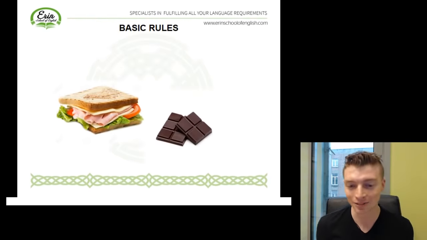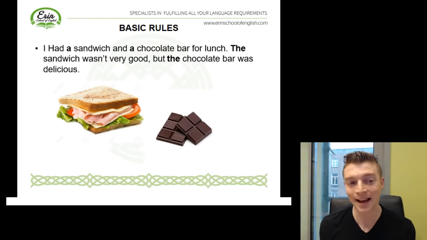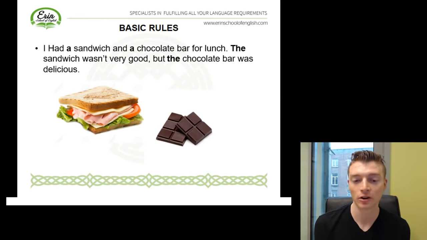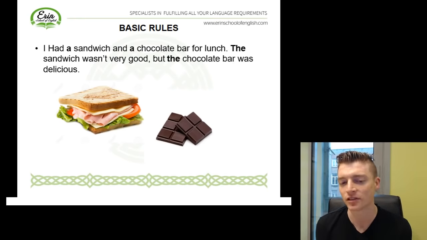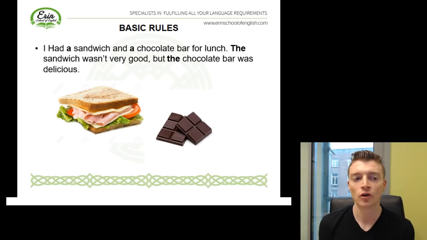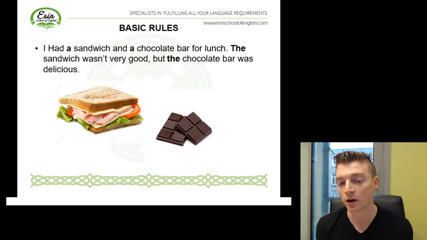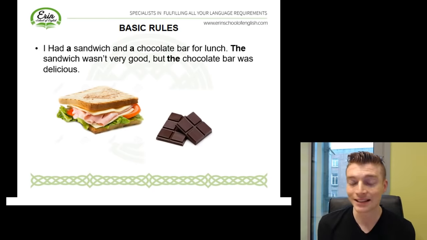So, have a look. What do you see? We've got a sandwich and it looks like a chocolate bar. Now, I had a sandwich and a chocolate bar for lunch. So in the first sentence here, we can see we're using the indefinite article. A sandwich, a chocolate bar. However, in the next sentence, the sandwich wasn't very good, but the chocolate bar was delicious. Now we're using the definite article.